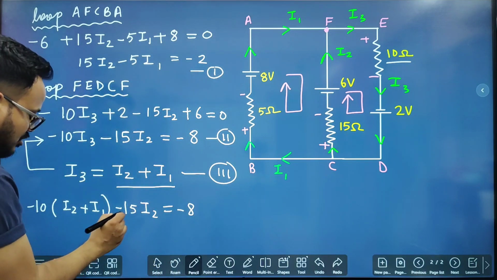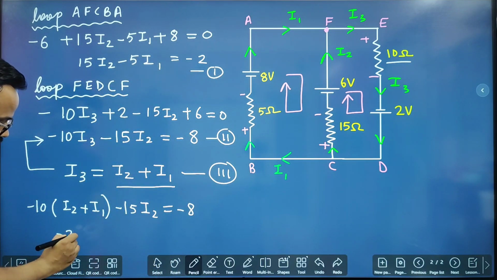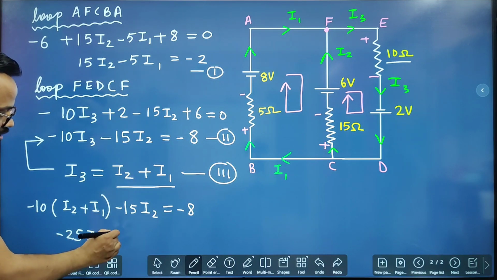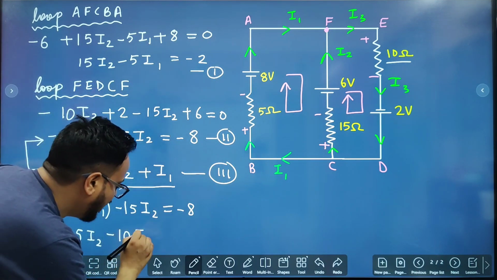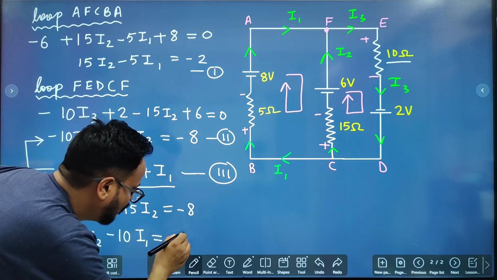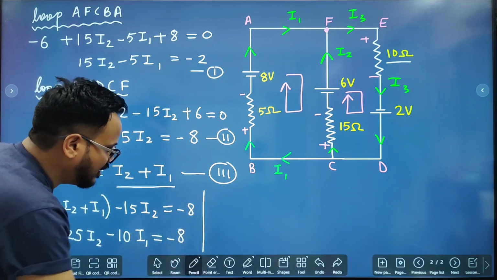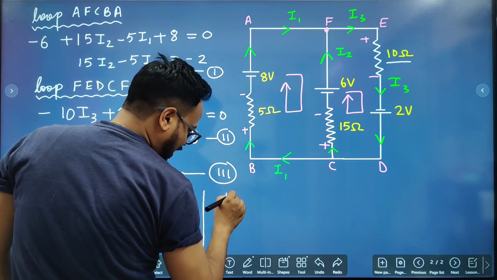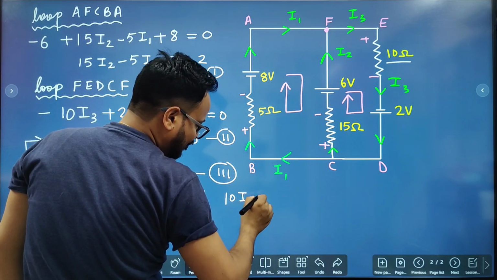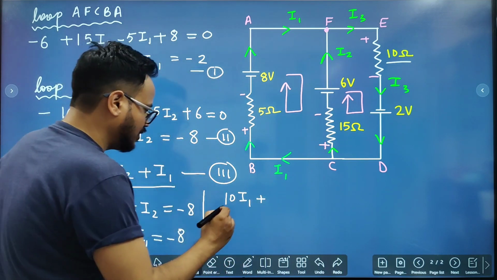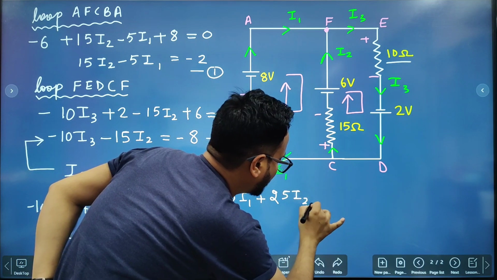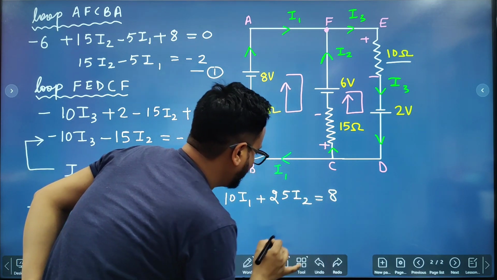Minus 10 I2 minus 15 I2 is minus 25 I2, minus 10 I1 equal to minus 8. Now we can take minus as common. So this equation is 10 I1 plus 25 I2 equal to 8.